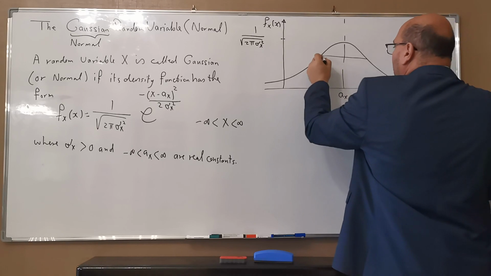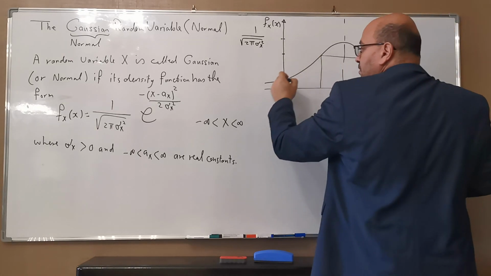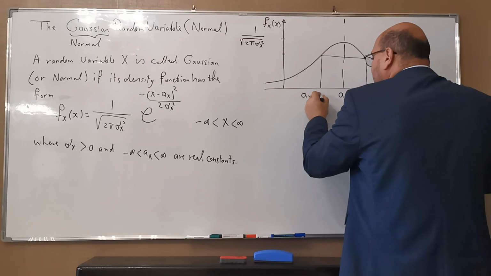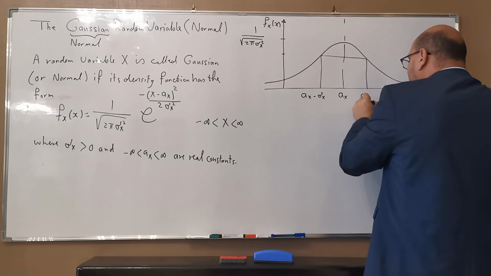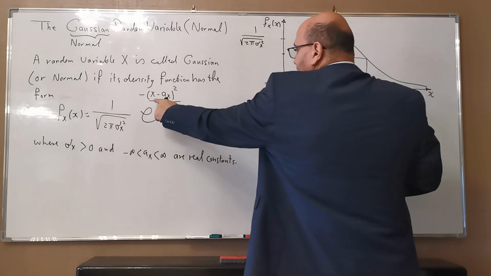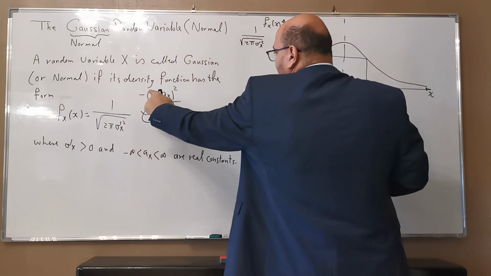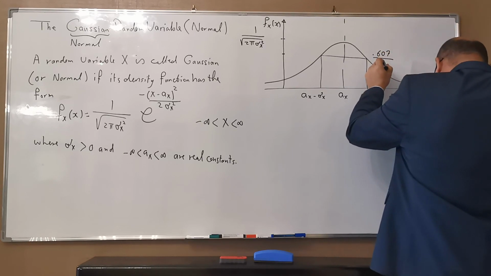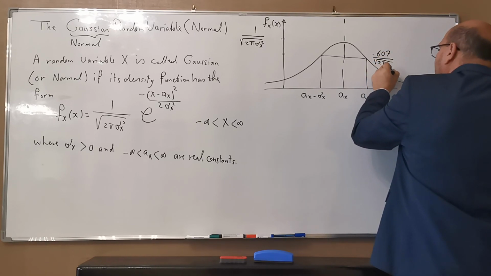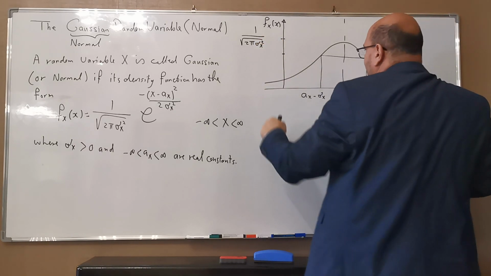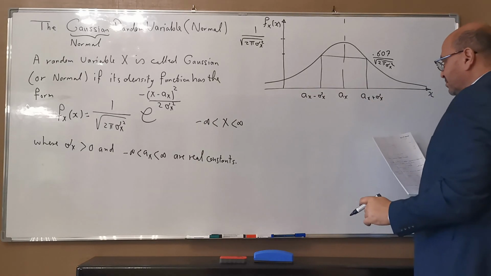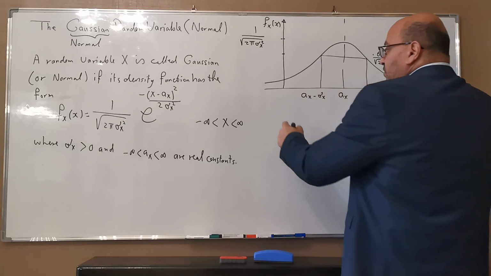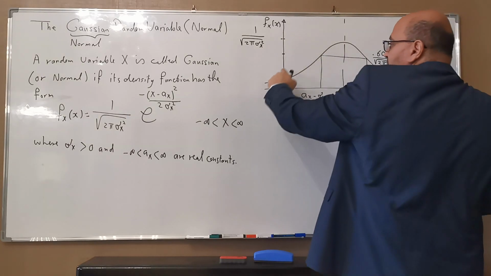If you go below this by sigma_x, so if you go a_x minus sigma_x, and the same thing is a_x plus sigma_x from both sides, if x is equal to this, then this is e to the minus 1/2, which is equal to 0.607 over the square root of 2 pi sigma_x squared. So it's 0.607 of the maximum value, below and above a_x by a distance of sigma_x. Okay, so this is how the density function looks like.